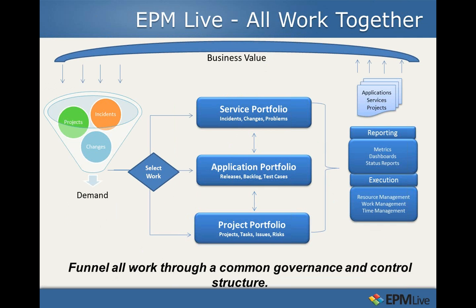So as we're talking about EPMLive, it's really all work coming together. So we start here on our initial funnel of demand. You can have all different types of demand coming in, whether it's projects and requests, incident management tickets, for example, other types of change requests or backlog items. And then as you take in that demand, we're able then to align it to which kind of processes and what type of work it goes with, whether it's managing a service portfolio or the application portfolio of products or a project portfolio. So we'll be focusing on each of these in a little bit more detail.